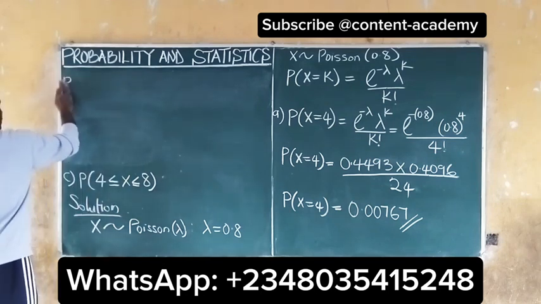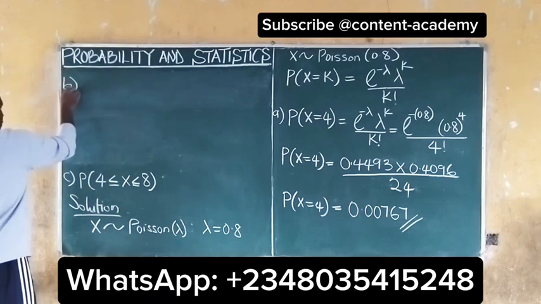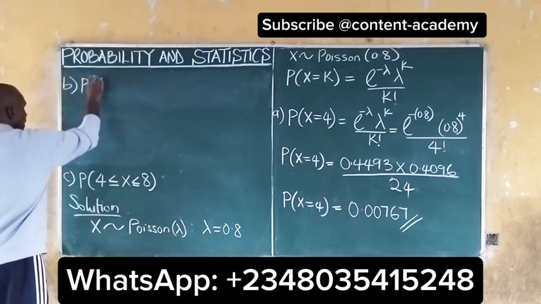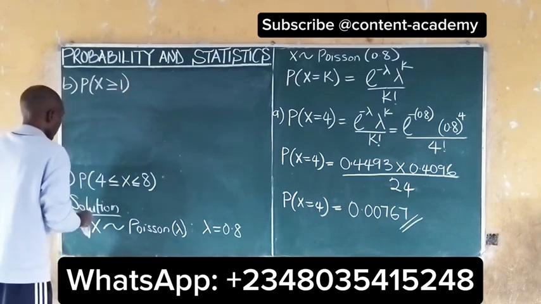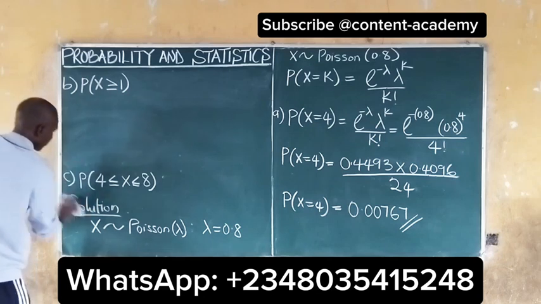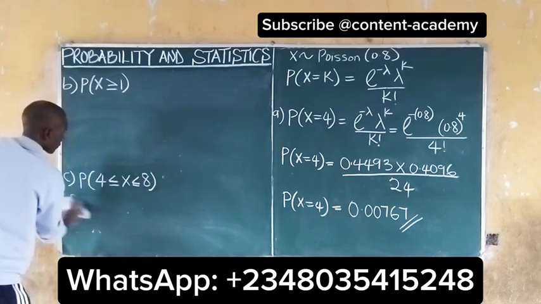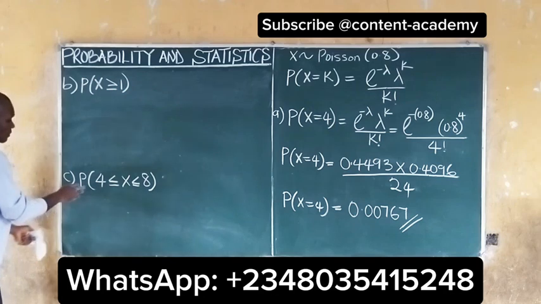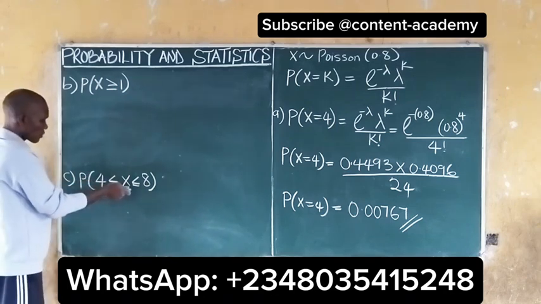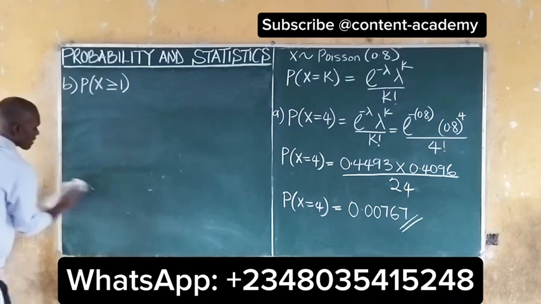So for B, the probability that X is greater than or equal to 1 is what we'll look for here. And the last one says the probability that 4 is less than or equal to X is less than or equal to 8. So we have to remind ourselves of this.